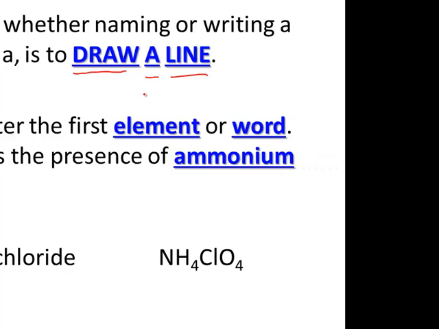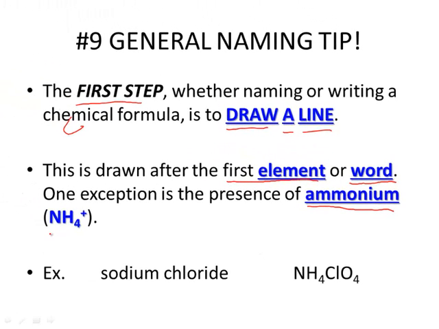in our formulas. We're going to draw a line after the first element or word, depending on if we're naming or writing. The one exception we have is ammonium, one of our ions we'll be looking at coming up. Ammonium is NH4, 1 nitrogen, 4 hydrogens with a +1 overall charge. It sticks together as one group. It's our only positive polyatomic ion that we have coming up, so we're going to see that a bunch. So as we're going, that'll be just a little bit different. We're going to split it afterwards.